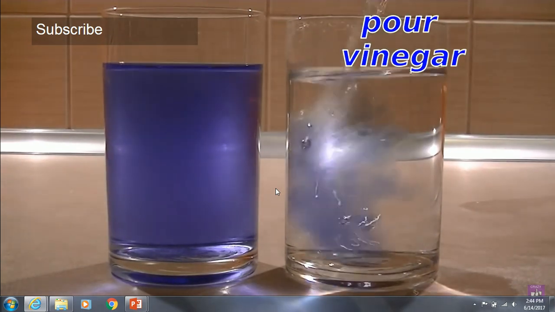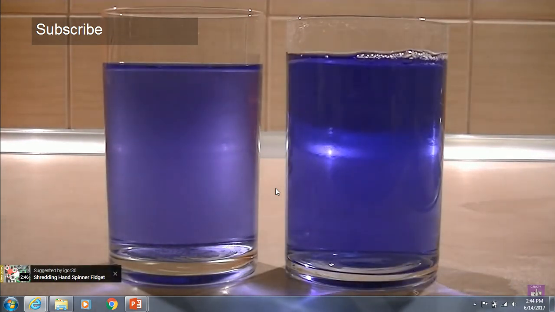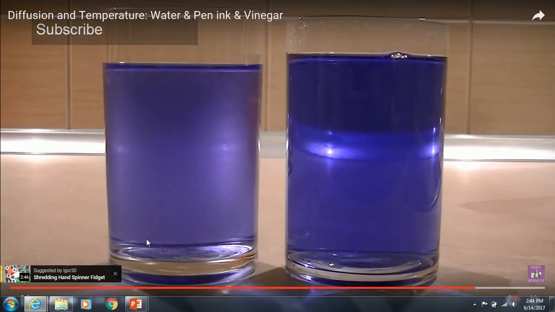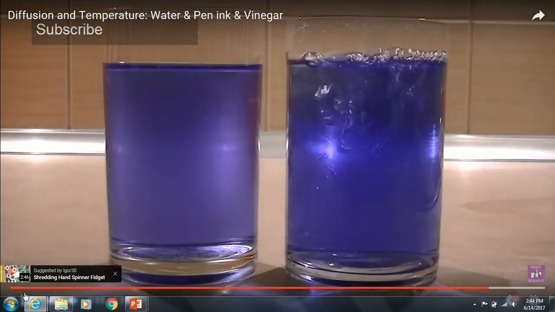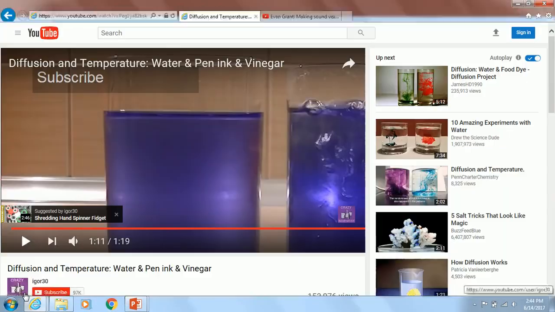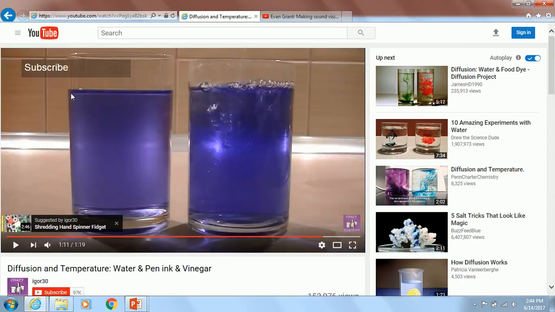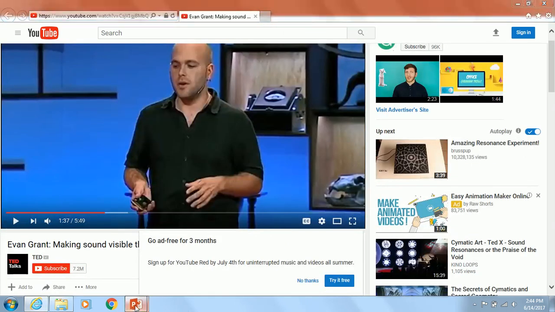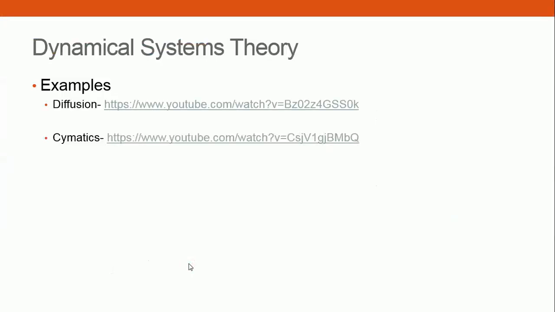Now we're going to add vinegar and see what that does. What we see at play in this example is some different behaviors emerging. If we manipulate certain factors like heat, or add another influence like vinegar, it completely changes the pattern of how the water and the ink behave.